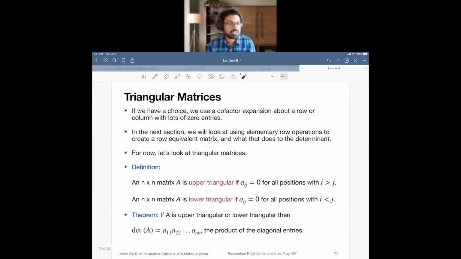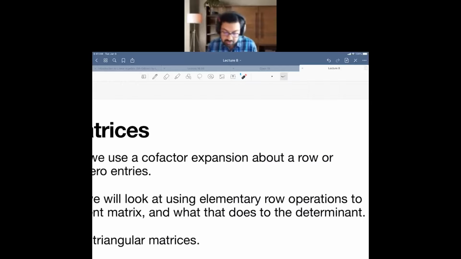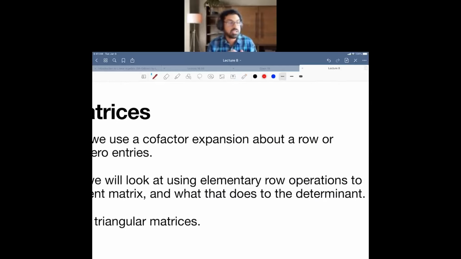Triangular matrices. These are special matrices for which finding the determinant is very, very straightforward. A triangular matrix is something that has zeros below the diagonal or above the diagonal. For example, I can just put a square matrix here and I will highlight the diagonal elements. These are my diagonal elements and they could be any arbitrary values.